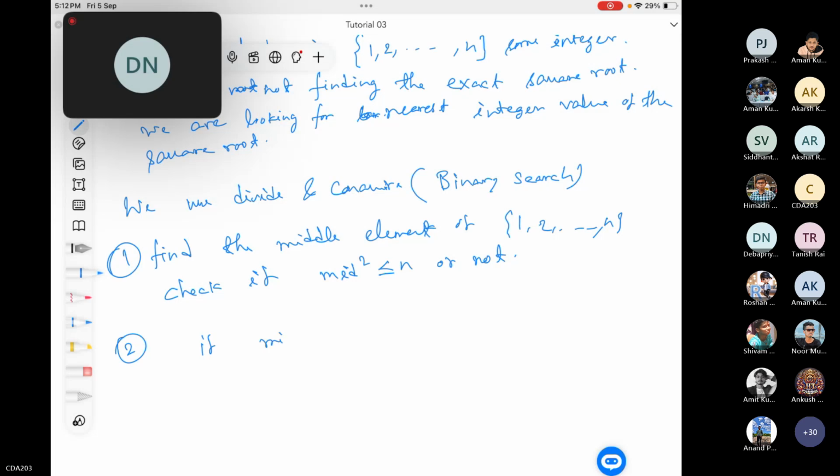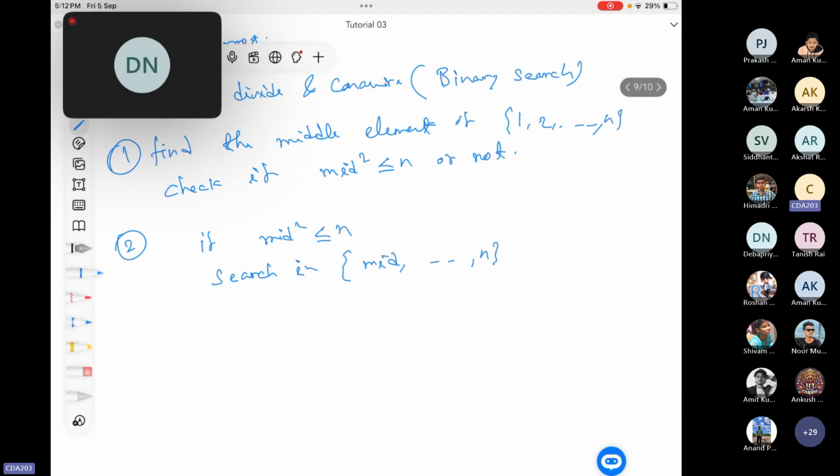So if your middle square is less than or equal to n, that means if you take the middle and square it, still it's not reaching n. That means the number x for which you have x square equal to n should be either greater or equal to mid. Okay, so you have to search in the space between middle and n. Now you are searching from mid up to this portion. Okay, you can discard the rest of the 1 to mid minus 1 portion.